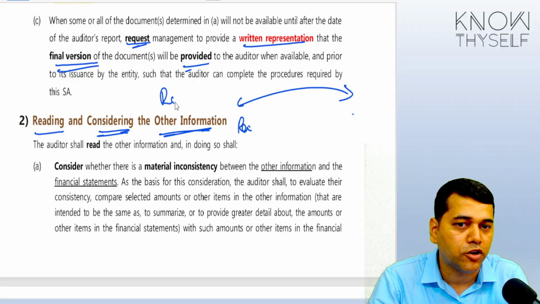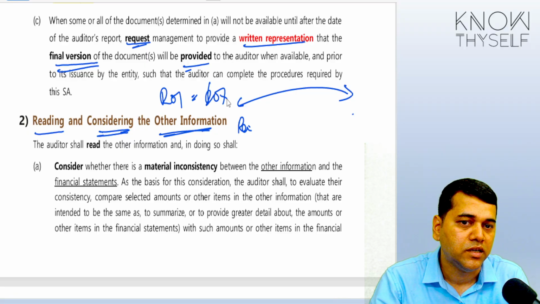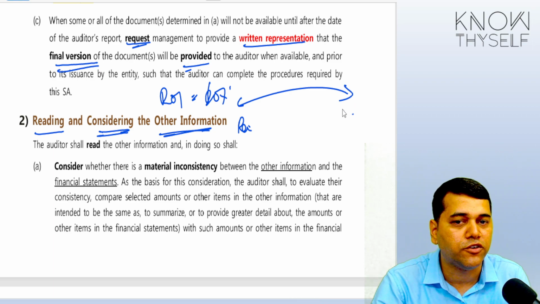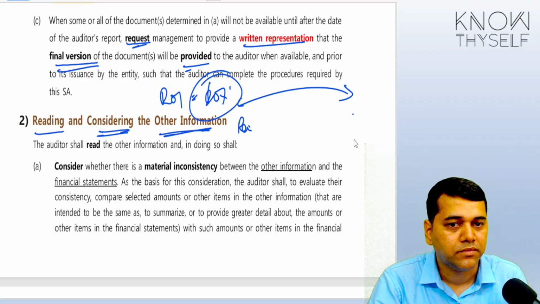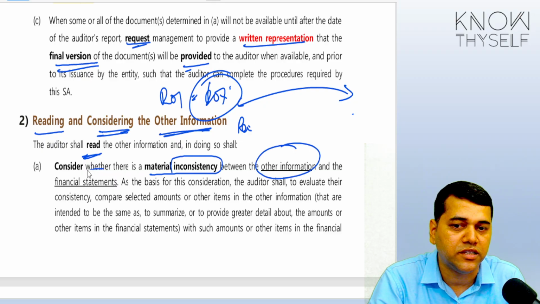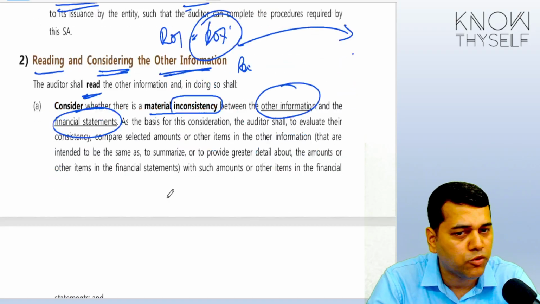Somewhere they said their return on investment is some 20%. You figure out how they calculated it, take the financial statements, calculate the return on investment yourself, and check whether it is 20%. So you have to read and consider, is there any inconsistency between the other information and the financial statements? One by one you have to go.